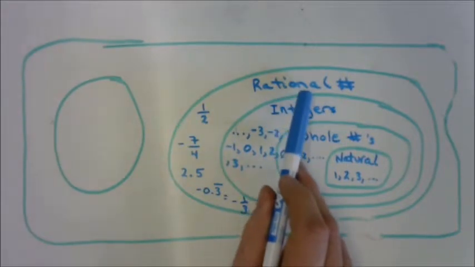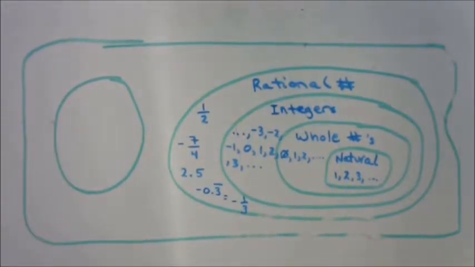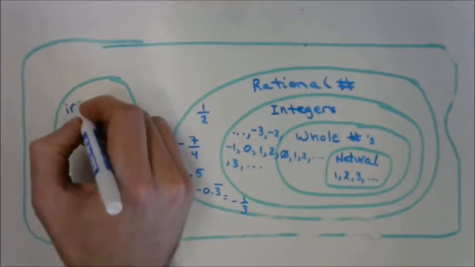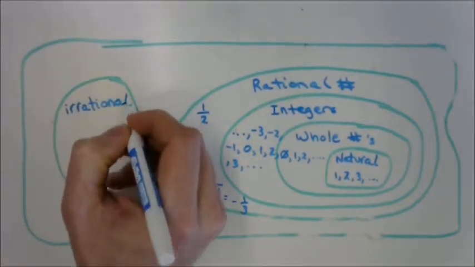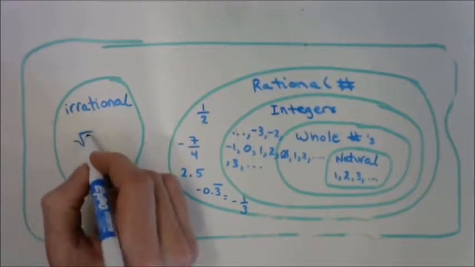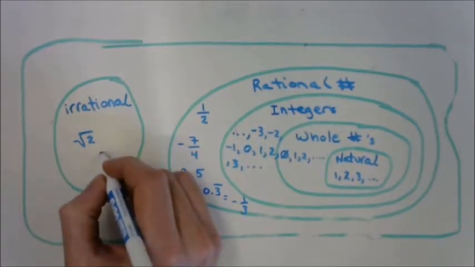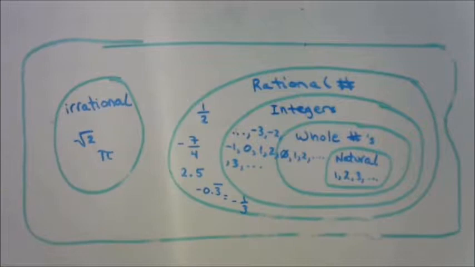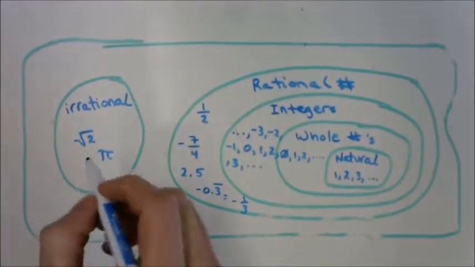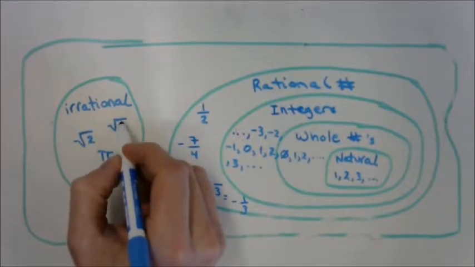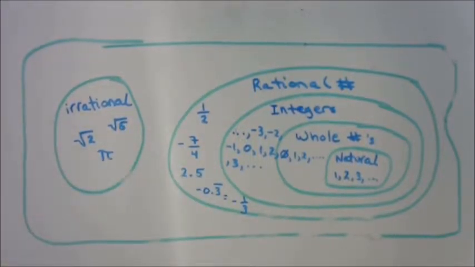If these are the rational numbers, then what's this group? Irrational. These are any numbers that can't be expressed as a fraction using whole numbers. So for instance, square root of 2 or pi, 3.14, and so on. It's a never-ending, never-repeating decimal. Square root of 5 is in there. It's an ongoing decimal. There are other special numbers like the number e, which is an irrational number.